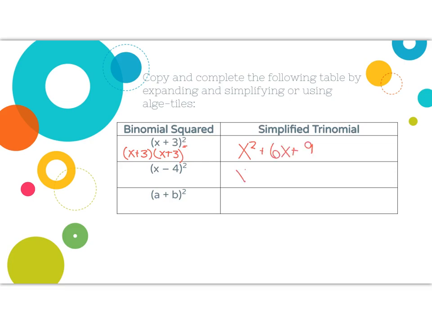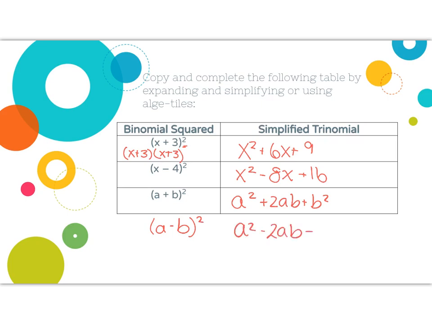Here we're going to get x squared minus 8x plus 16. We're going to get a squared plus 2ab plus b squared. I had one more in my notes here. It's missing. I had a minus b squared, and we're going to get a squared minus 2ab plus b squared.